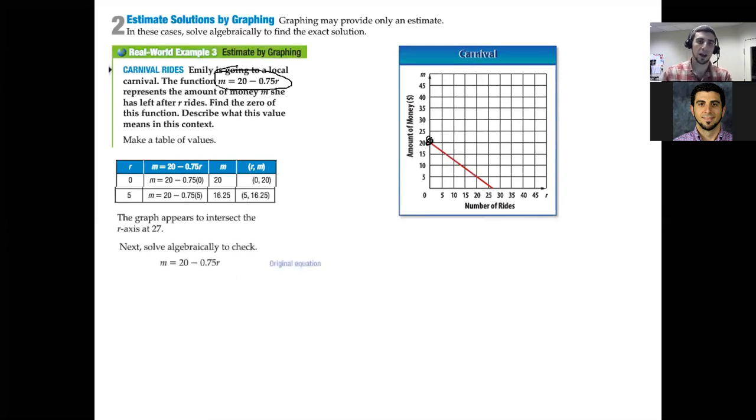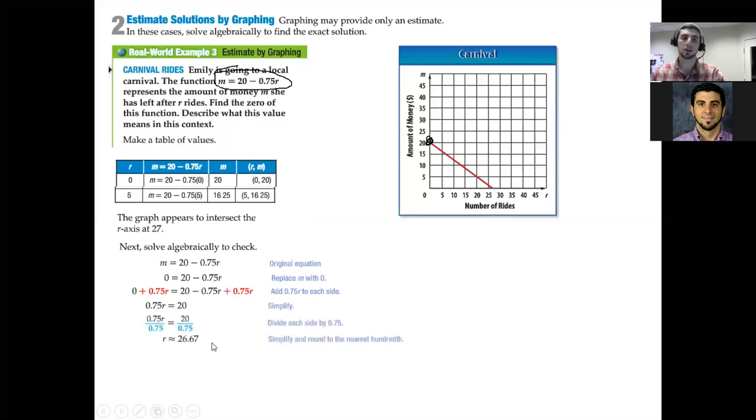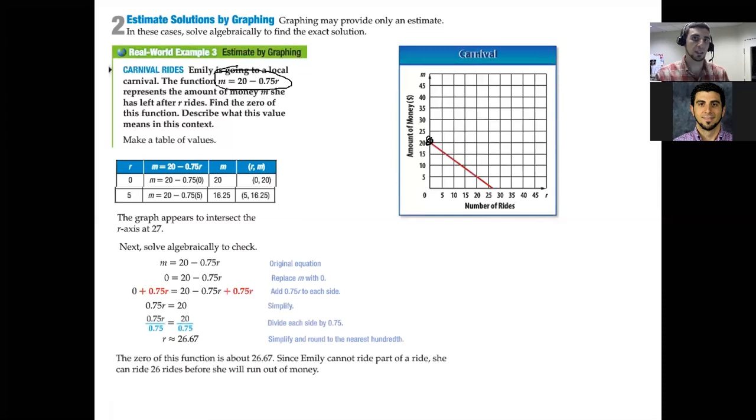Now, if I solve it algebraically, I would set it equal to 0, add 0.75 r to both sides, then divide by 0.75, and then I get r equals 26.67. So the zero of the function is about 26.67. Now, think about this. Emily can't ride a part of a ride.